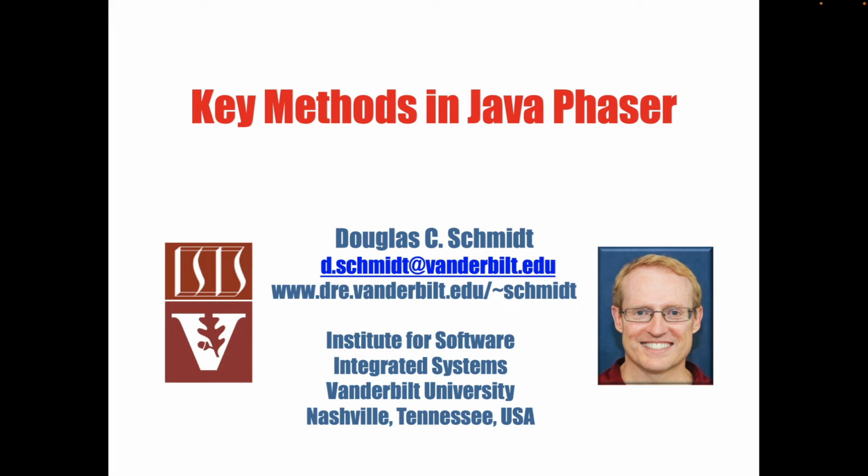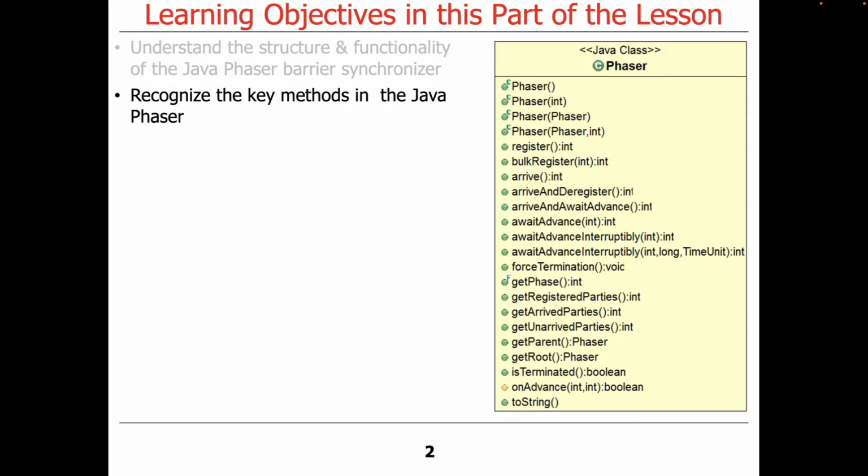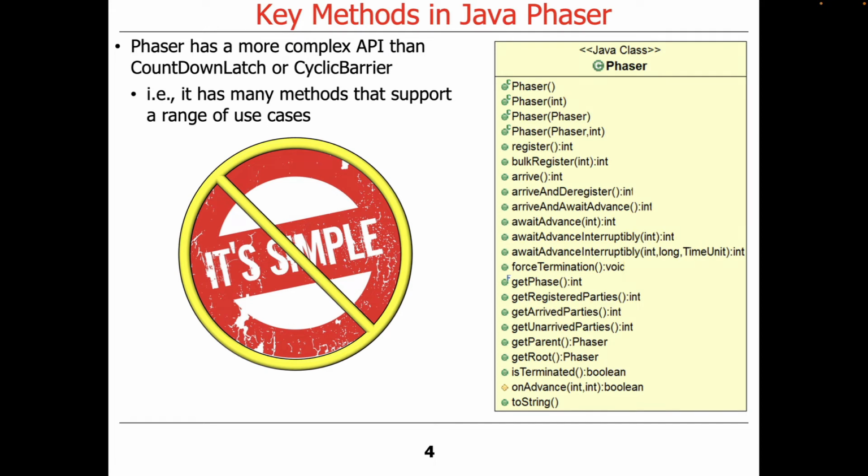So let's talk now about key methods in Java Phaser. And as I mentioned before, there's a heck of a lot more of them. Remember when we looked at CyclicBarrier and there were basically two methods, await and maybe reset and a couple constructors? Well, you can see that there's a lot more methods in Phaser. And the reason why there's a lot more methods is it supports a broader range of use cases. In particular, it supports these dynamic use cases.